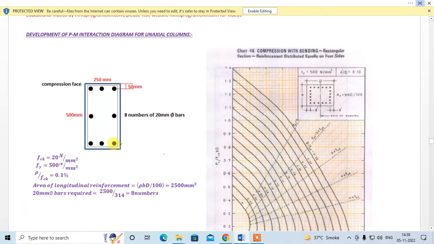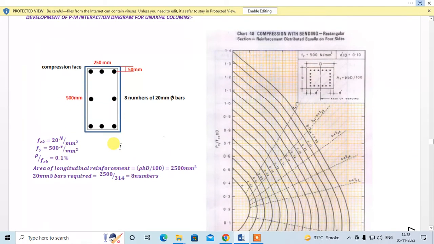So let us start with an example. Let us try to learn how we can develop a PM interaction diagram curve, right? So this is chart 48, compression with bending, rectangular section, reinforcement distributed equally on four sides. So I am going to take this graph. So fck is 20, fy is 500, p by fck I am taking as 0.1, right? This is 0.1.